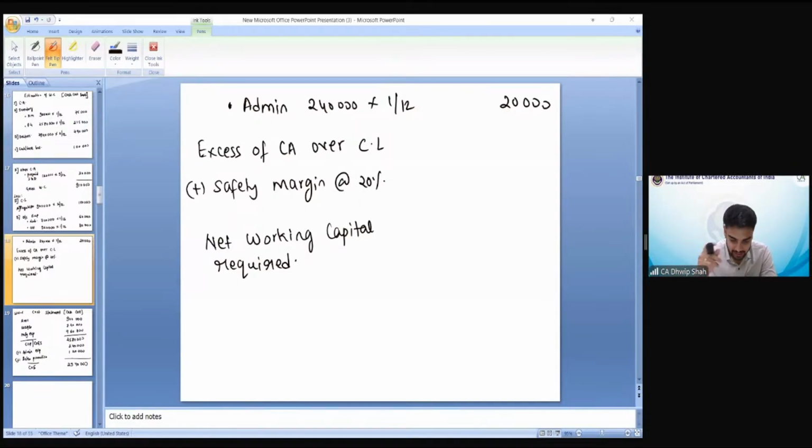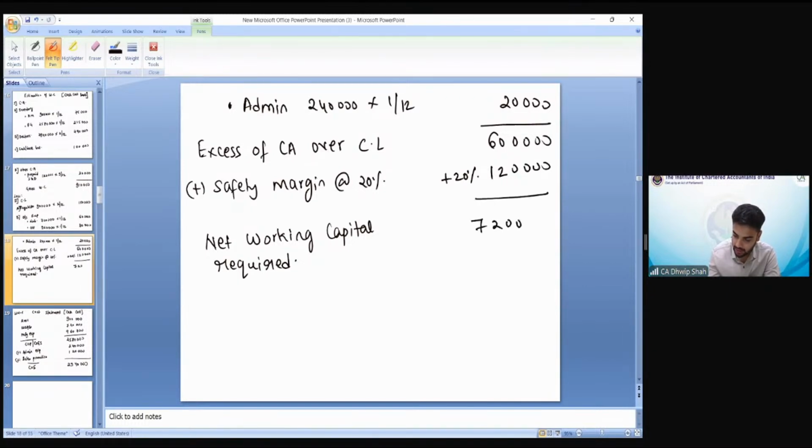6 lakh is the final answer. The excess of 9,10,000 is this 6 lakh. If I add 20% to this, it comes to 120. So my net working capital is 720. So this was very simple because the manufacturing expenses were the cash manufacturing expenses.